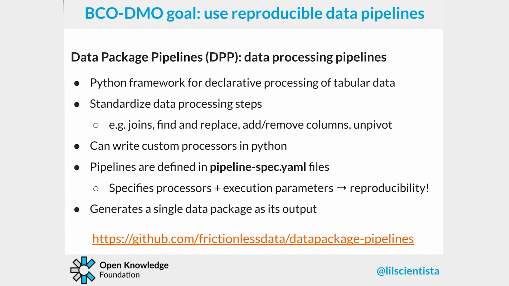But you can also write custom processors, which is really useful for BCO-DMO data managers because there are certain things that they do all the time to their data sets to clean them, like take unstandard date formats and turn them into standard date formats. The pipelines are defined in a pipeline spec YAML file, and this is key. This is a human-readable file that specifies all of the processor steps and all of the execution parameters. So this tells us every step that was done in that data cleaning pipeline, and this is really important for reproducibility. The output of the data package pipeline is a single data package.